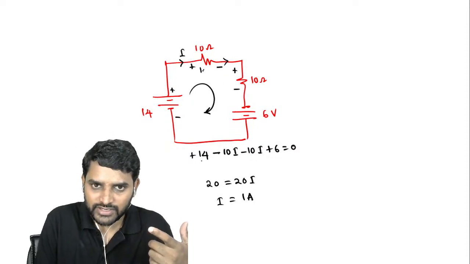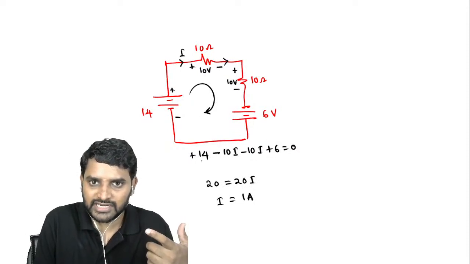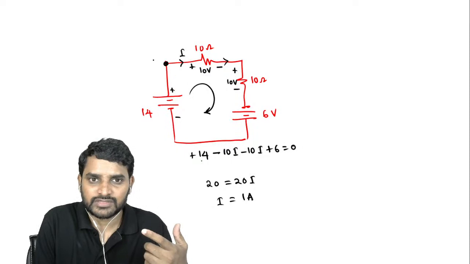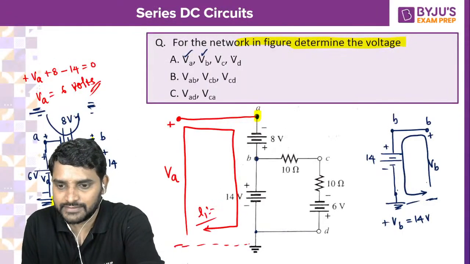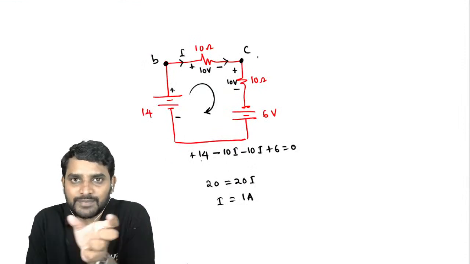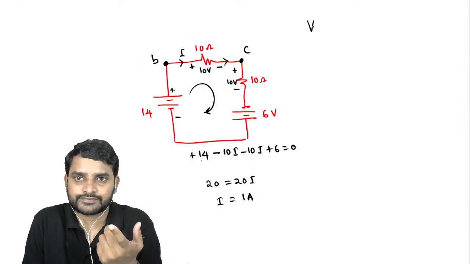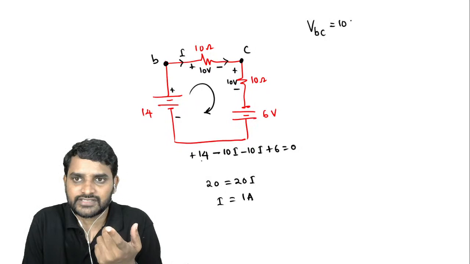Now no doubt this is going to be 10 volts drop here. Here also going to be 10 volts drop. So this terminal, I think possibly this is B and this is C, or probably. Yeah, C. Now VBC is going to be 10 volts. VBC is going to be 10 volts.